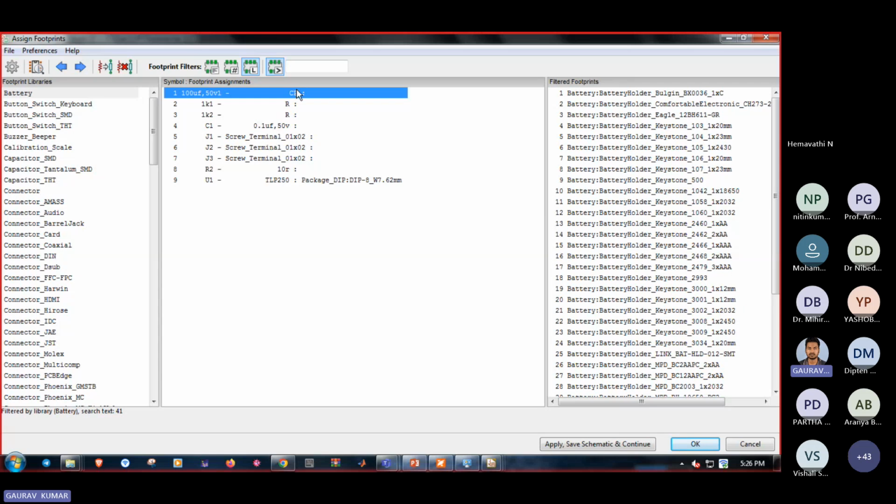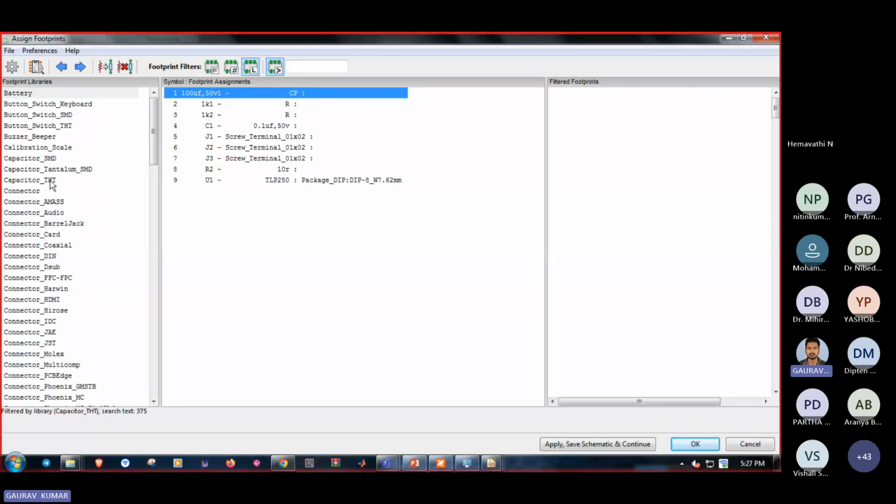Okay, so what footprint do you have to select? Actually, there are two types of footprint. The first one is THT, through hole, and the second is SMD, the surface mounted device. When we see a PCB circuit on which all the components are mounted on the surface, at that time we choose the capacitor surface mounted device section. And when we see a PCB which has some drilling, in which we place the component through the drilling, then we have to go for the capacitor THT.